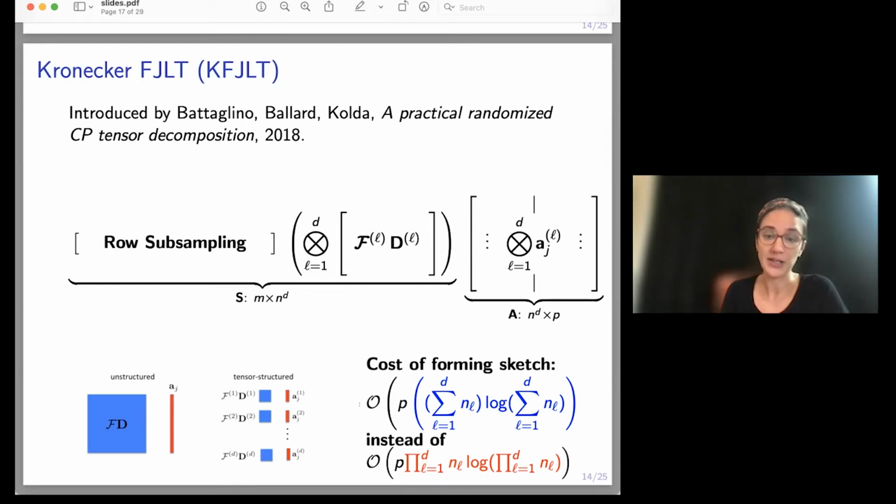And so the punchline is that the cost of forming the sketch when it has this structure scales nearly linearly with the sum of the tensor mode dimensions, rather than the product of the tensor mode dimensions. And so just like the kernel trick, which operates without having to compute explicitly the polynomial kernel lifting, we can do that sort of trick here to do the sketching implicitly.